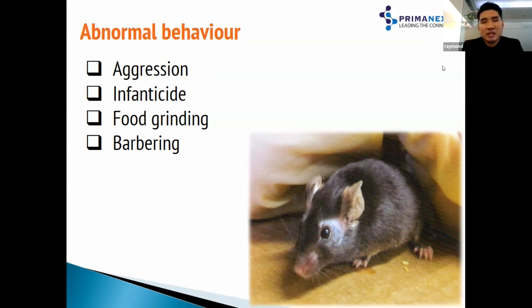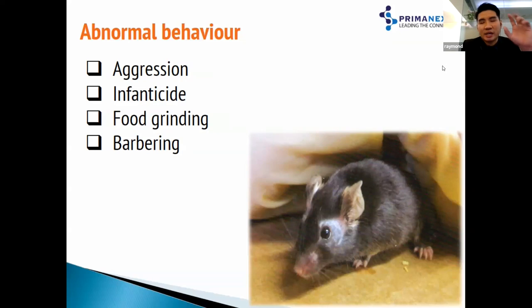Infanticide is the act of killing their own pups, their own kids. It's also a kind of stress. It's not normal as well. It will be prominent if we house captured wild rodents, but for laboratory animals, we shouldn't have too high an incidence of infanticide.